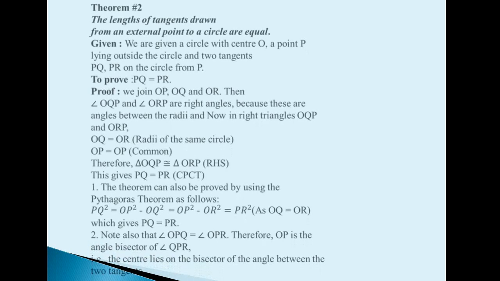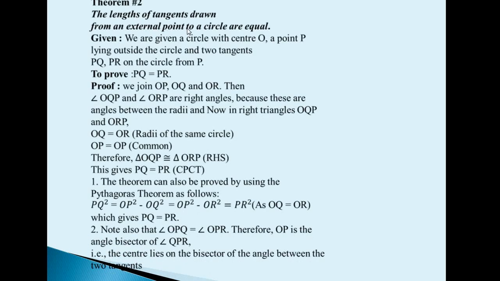Next theorem. The length of tangents drawn from an external point to a circle are equal. So you have the figure like this. PQ and PR are nothing but the tangent segments, and you are supposed to prove that they are equal.